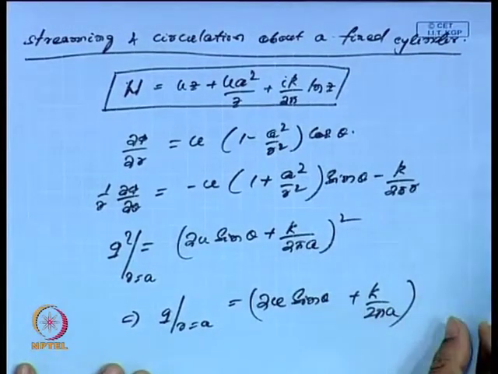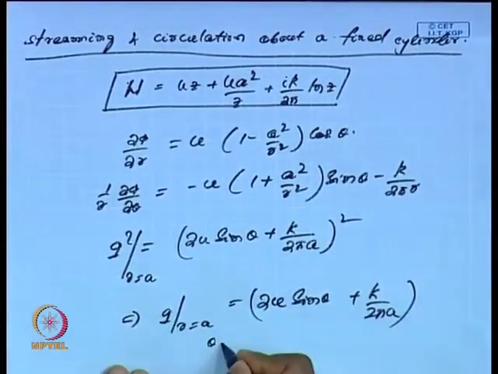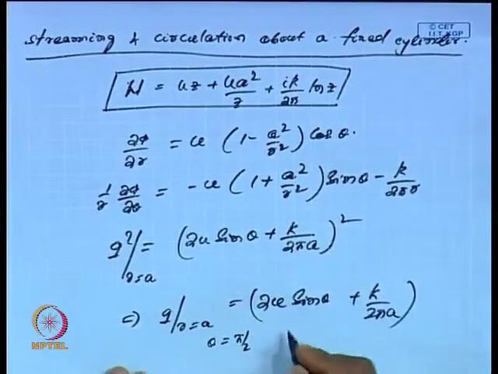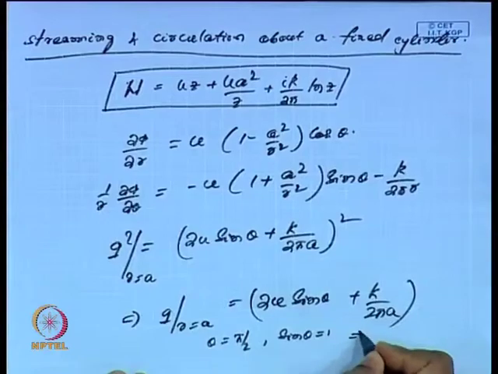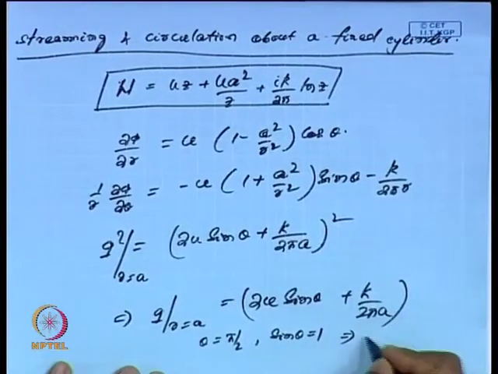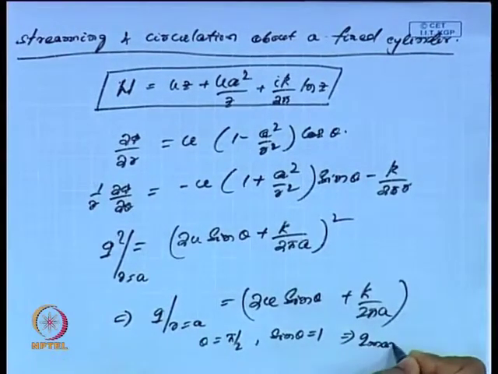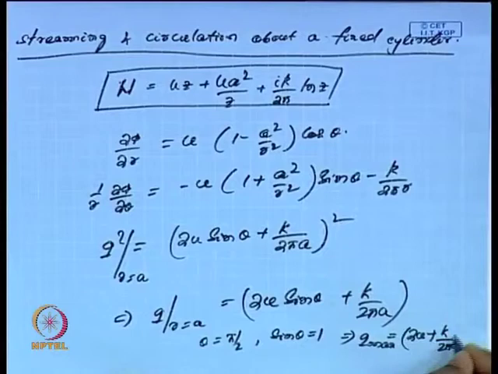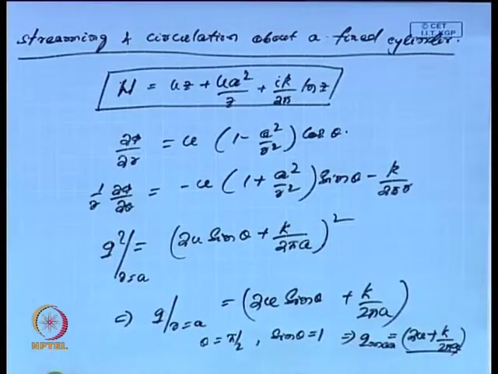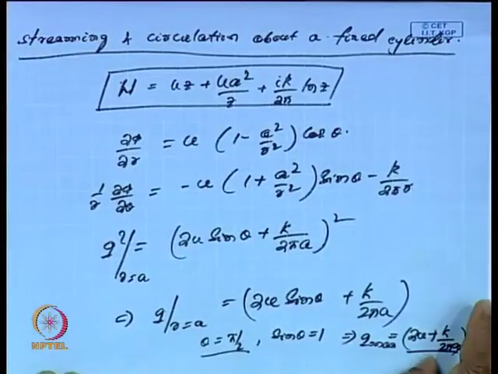If I substitute theta equal to pi by 2, then sin theta will be 1, and I will get q max equal to 2 u plus k by 2 pi a. This will give me the maximum speed on the surface of the cylinder, and that will be observed only at theta equal to pi by 2 in the presence of circulation.